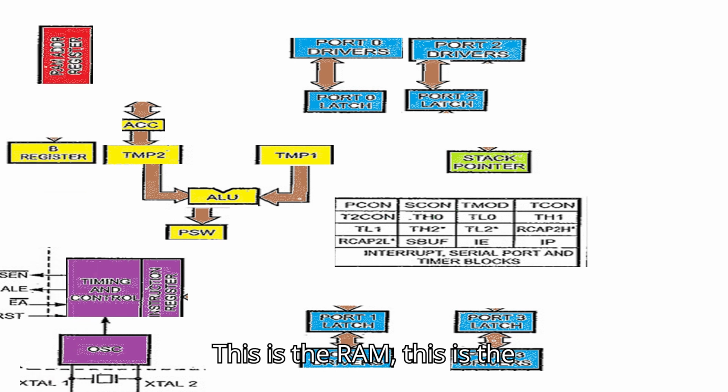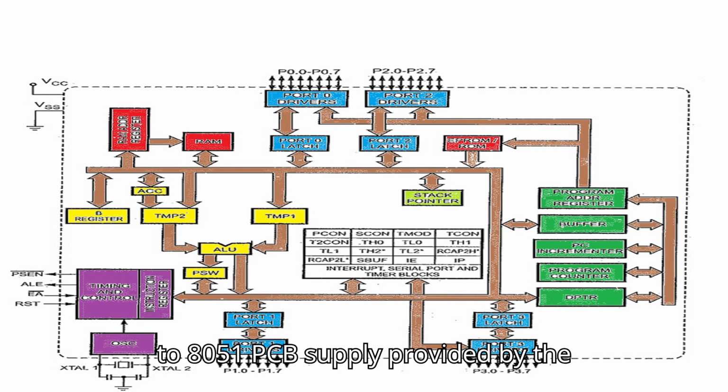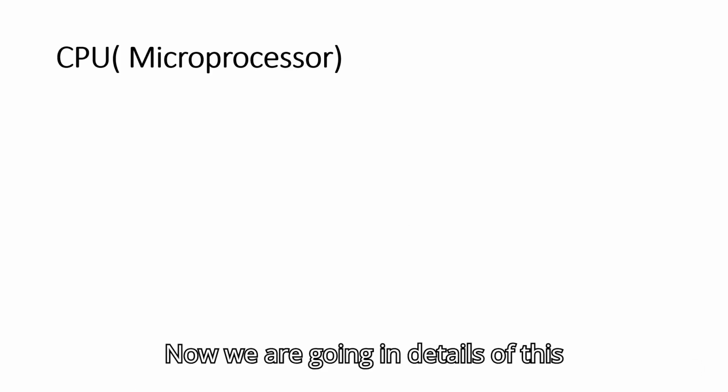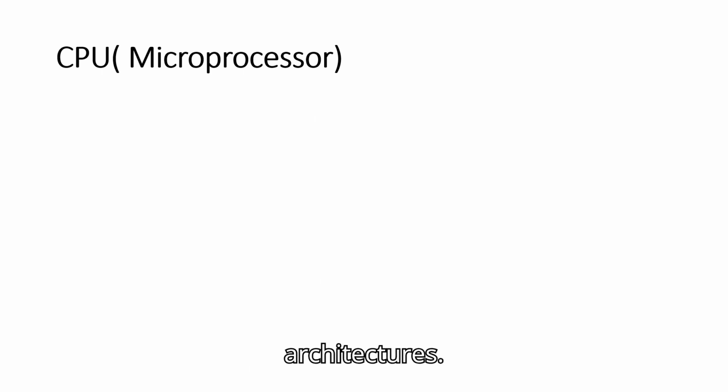This is the RAM. This is the ROM. These are the program address register, buffer, PC incrementer, program counter and DPTR. And these all are connected by using a bus, which is used to transmit and receive the data. The 8051 supply is provided by the supply lines VCC and VSS. Now we are going into details of this architecture.